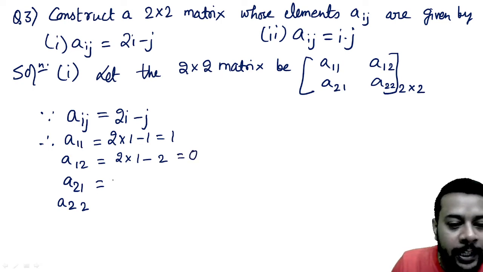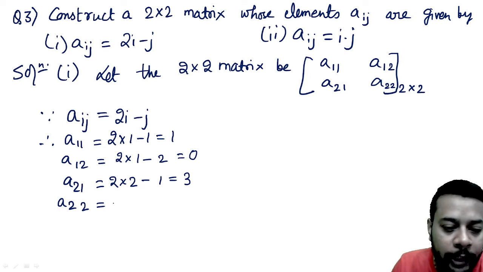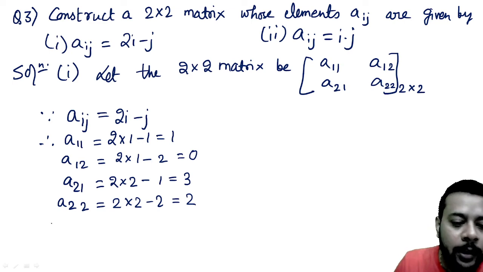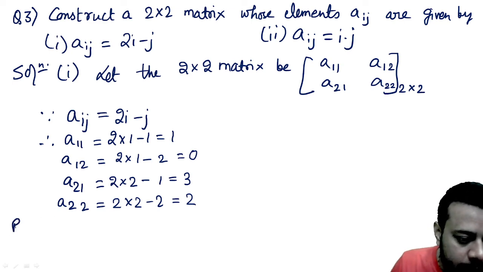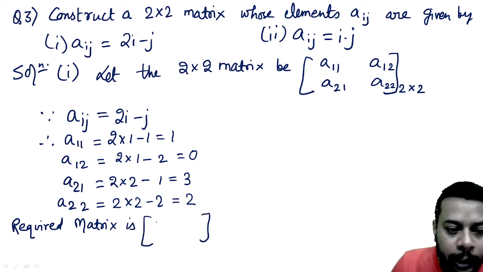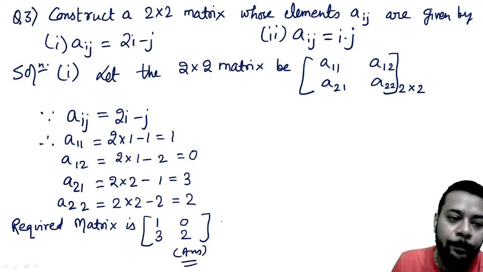a21 means i is 2 and j is 1. So that is 4 minus 1, which is 3. And for a22, both i and j are 2, so it will be 2 into 2 minus 2, that is 2. So the required matrix is, just frame these values in a matrix: a11 is 1, a12 is 0, a21 is 3 and a22 is 2. So this will be our final answer. Okay?